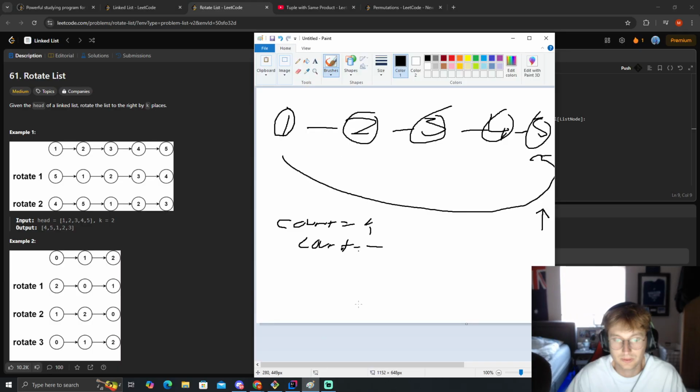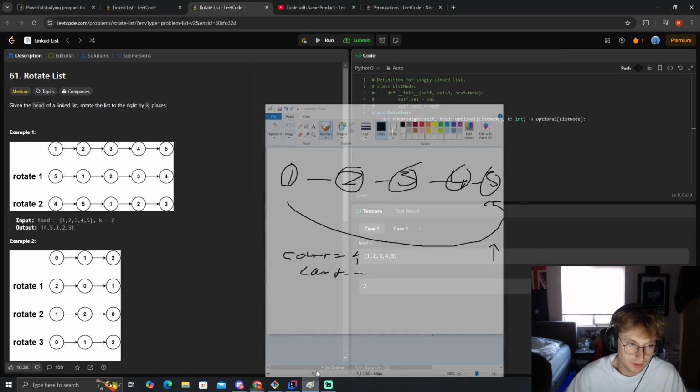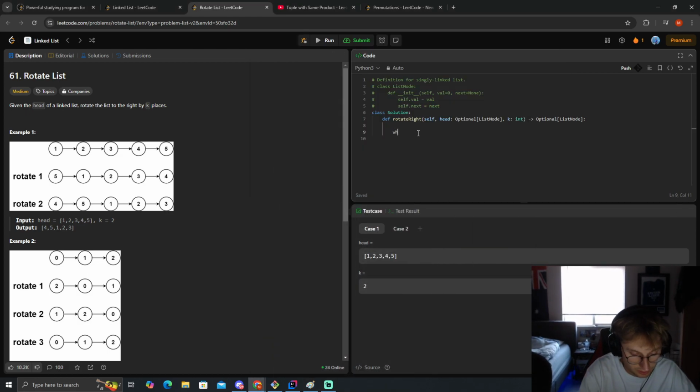I don't know if this is the best way to do it. I think it probably is the most efficient way to do it. I'm not sure. But I don't know, let's just try that.